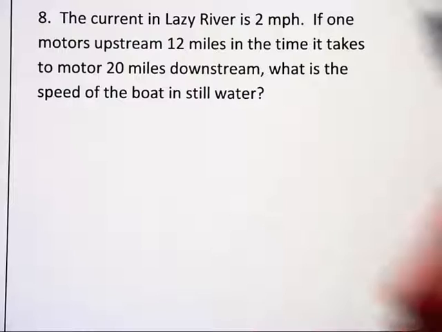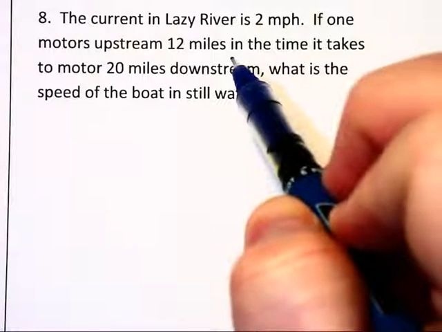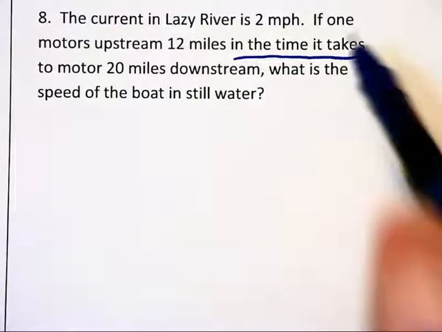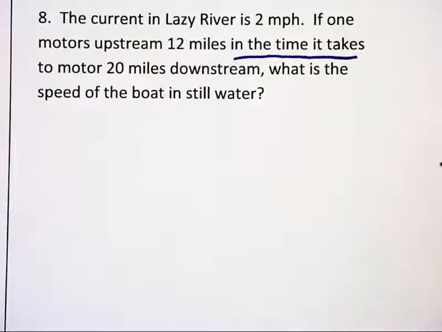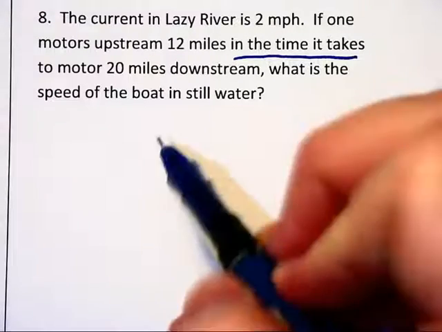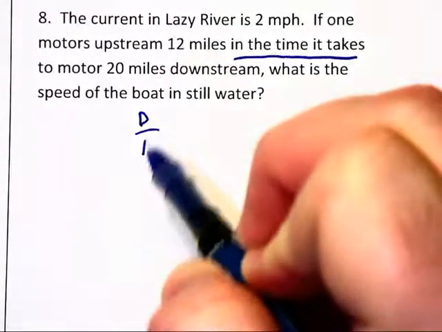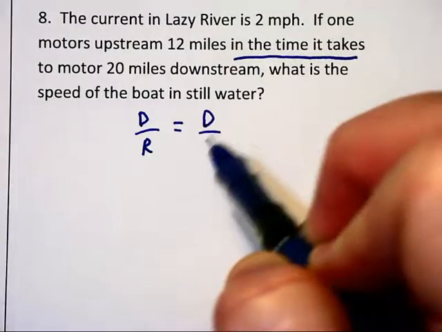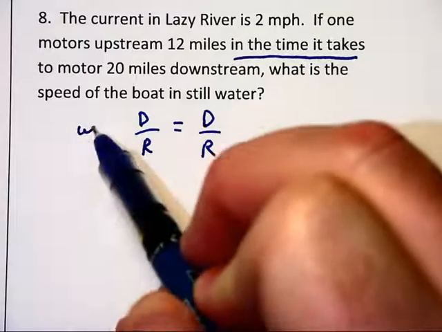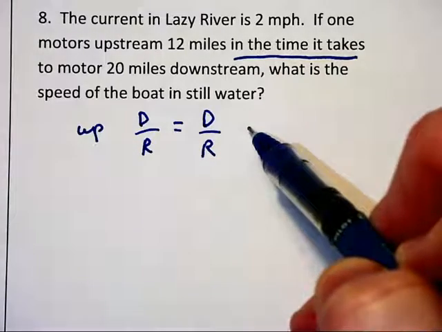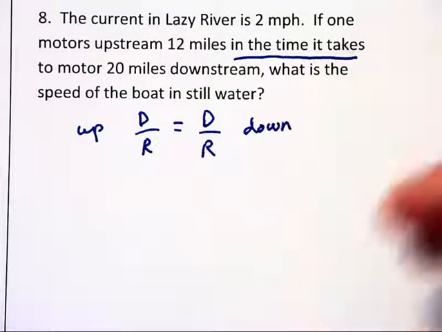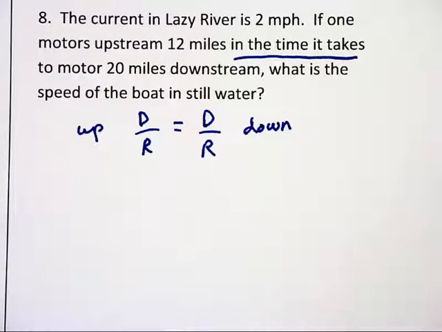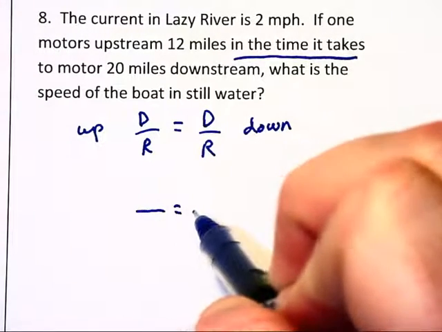In this distance, rate, time problem, we see that we're dealing with the same time because of that phrase, "in the time it takes." And so whenever I have the same time pattern, I go with d over r is equal to d over r. And I like to label one side as being upstream and the other as being downstream before I start substituting in values. So here we go.